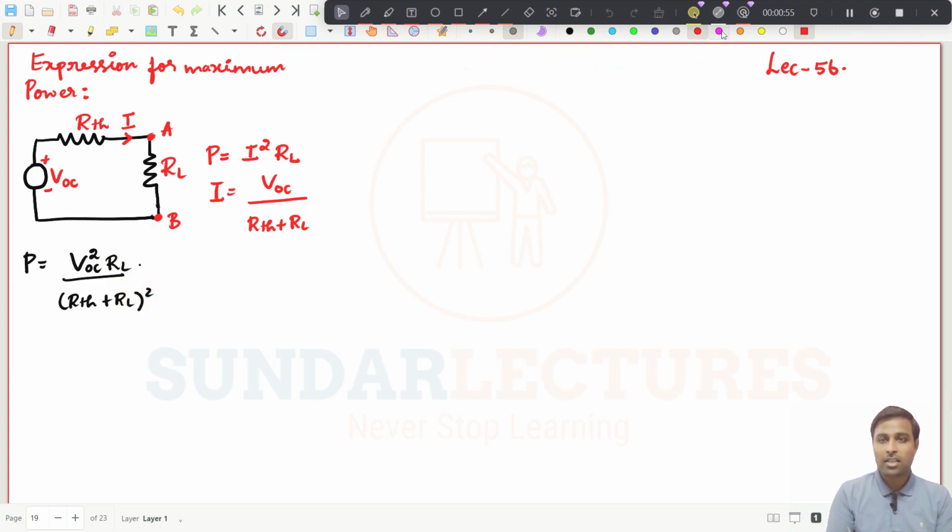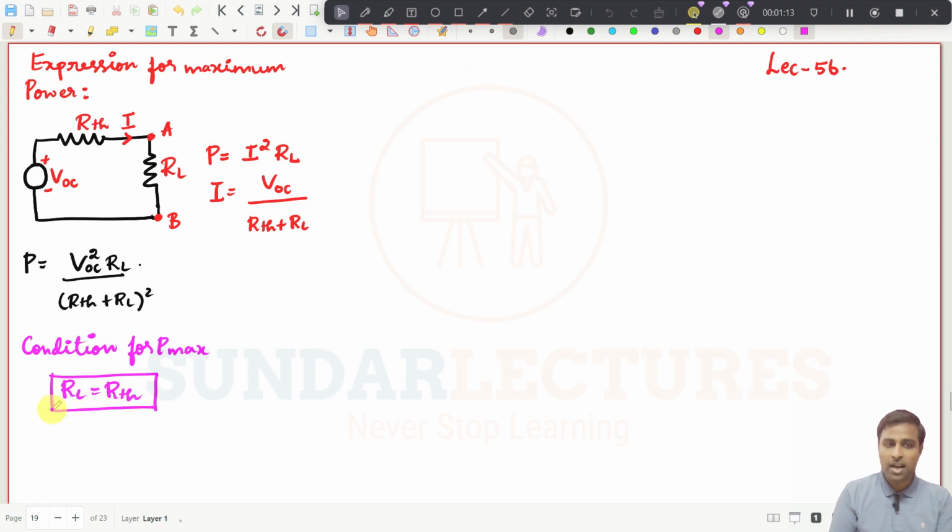And one thing, what is the condition for maximum power transfer? Condition for Pmax, we know, right? RL should be equal to RTH. So we have studied this one. We have derived this one already. And now, if you want to get the maximum power, then you substitute in this equation.